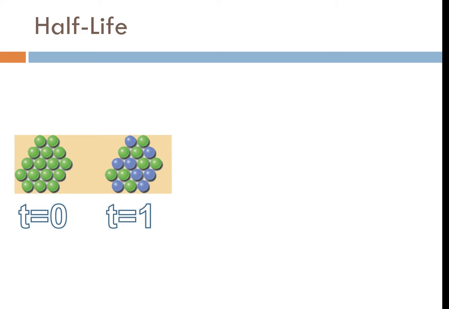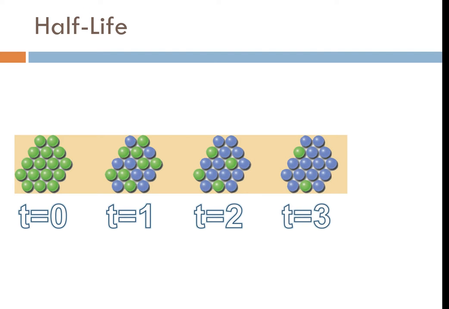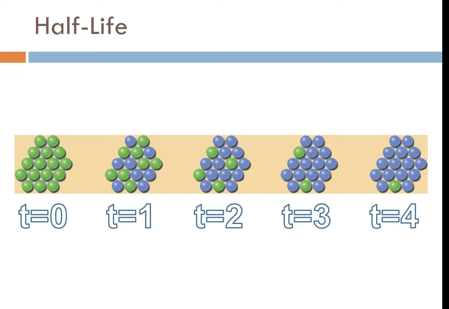At T equals 1 half-life, you've got half parent and half daughter. At 2 half-lives, you've got a fourth of it is parents, and the rest is daughter. At 3, only an eighth is parents. And after 4, you've got 1/16 that's parents. All you got to do is divide by 2 each time, so it's not too bad.